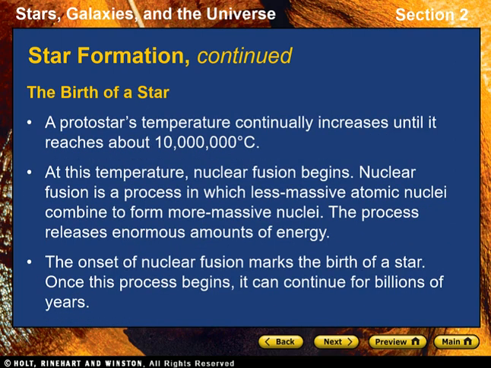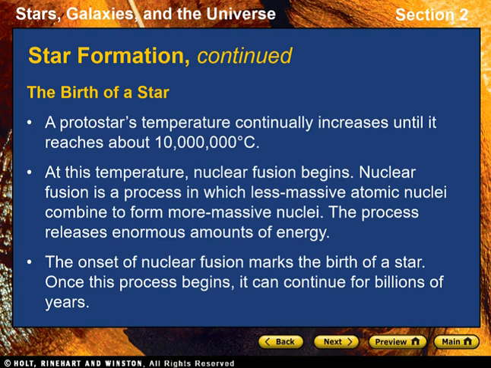The birth of a star. Temperature continues to increase in a protostar to about 10 million degrees Celsius. At this temperature, nuclear fusion begins. Nuclear fusion is a process that occurs when extremely high temperature and pressure cause less massive atomic nuclei to combine to form more massive nuclei, and in the process, release enormous amounts of energy. The onset of fusion marks the birth of a star.